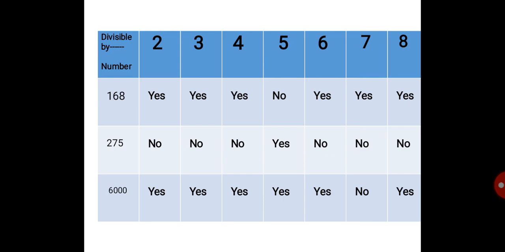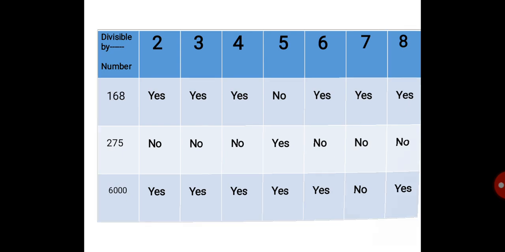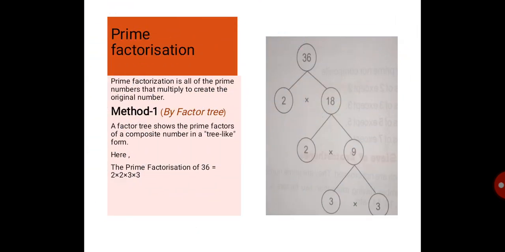Okay. Now our next topic is prime factorization. Students, do you know about prime factorization? The product of prime factors is called the prime factorization of the number. There are two methods to find prime factorization. First one is factor tree.